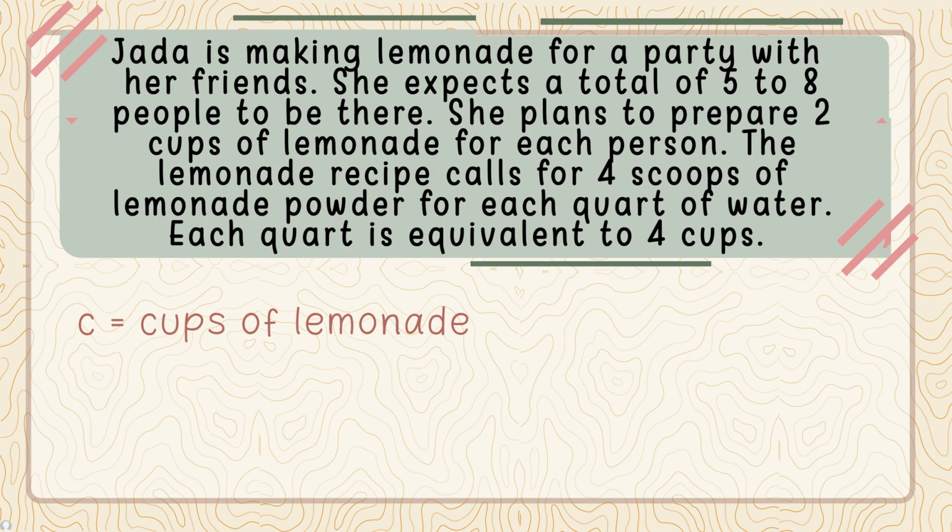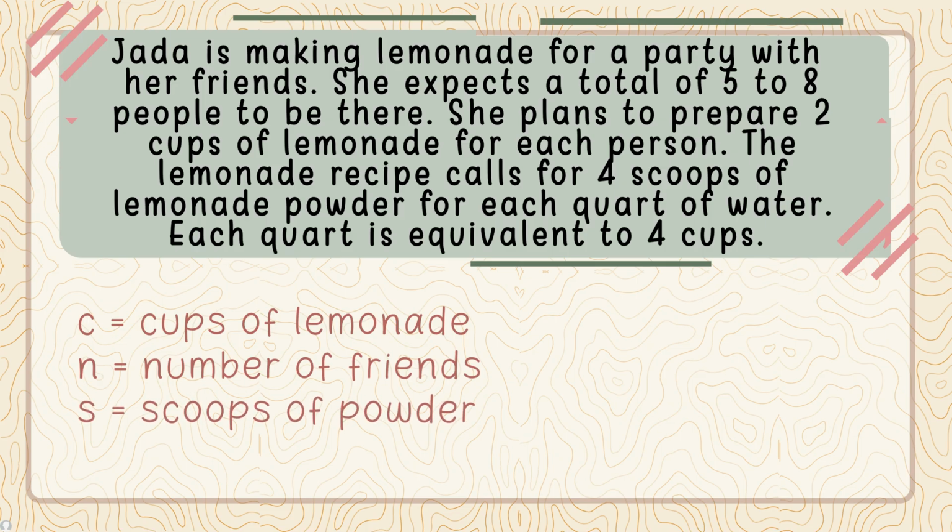We'll call C the cups of lemonade, N the number of friends, and S the scoops of powder. So let's look in our problem and see what we can pick out. We see that she expects a total of 5 to 8 people to be there. So we can write this as N is greater than or equal to 5 and less than or equal to 8, since the number of friends will be between those two numbers.